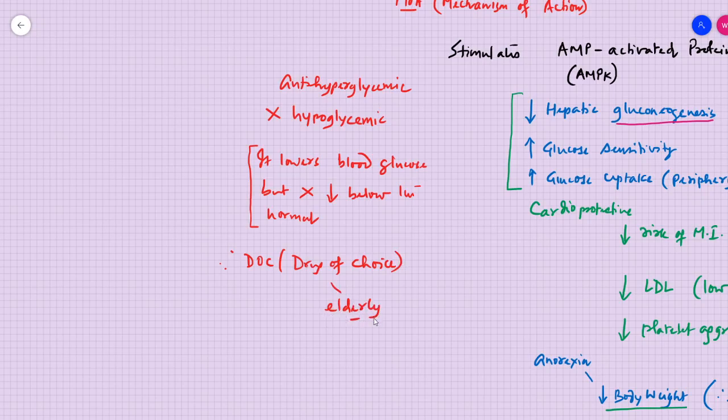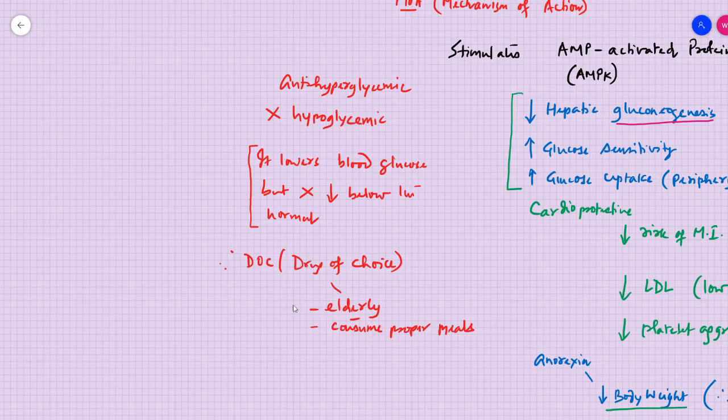Okay. In elderly people who don't consume proper meals, who don't consume meals in time, in those patients, this would be a drug of choice. Because if you don't consume proper meals, what's going to happen? Your blood sugar is anyway reduced, and you're also now consuming, say, sulfonylureas. Then what's going to happen?